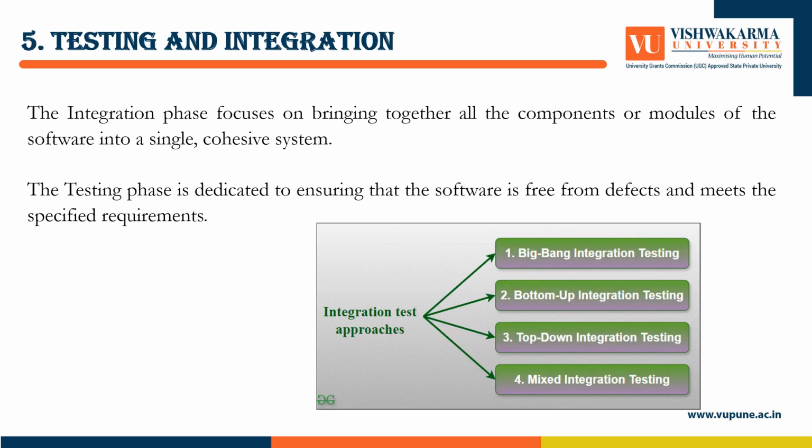Now the fifth one is testing and integration. In integration, we bring all the components together in a single unit, and after that we test it to ensure that the software is free from defects and meets the specified requirements. We unit test every requirement, and test it for the future approach. There are integration testing approaches: the first is big bang integration testing, the second is bottom-up integration testing, the third is top-down integration testing, and the fourth is mixed integration testing.